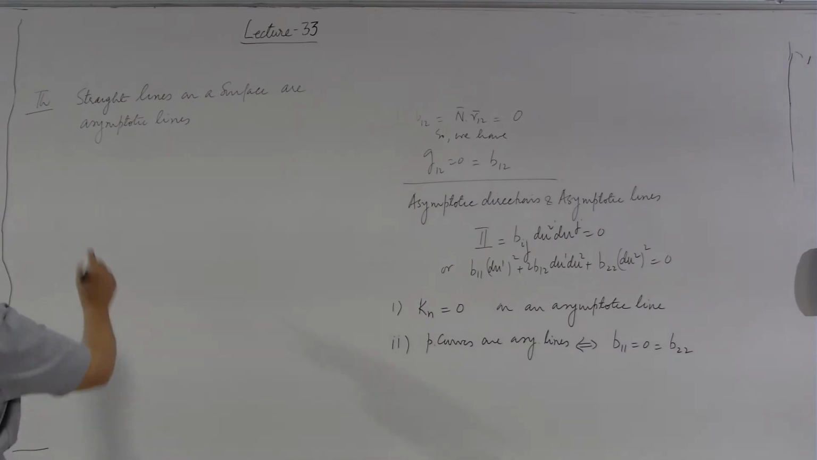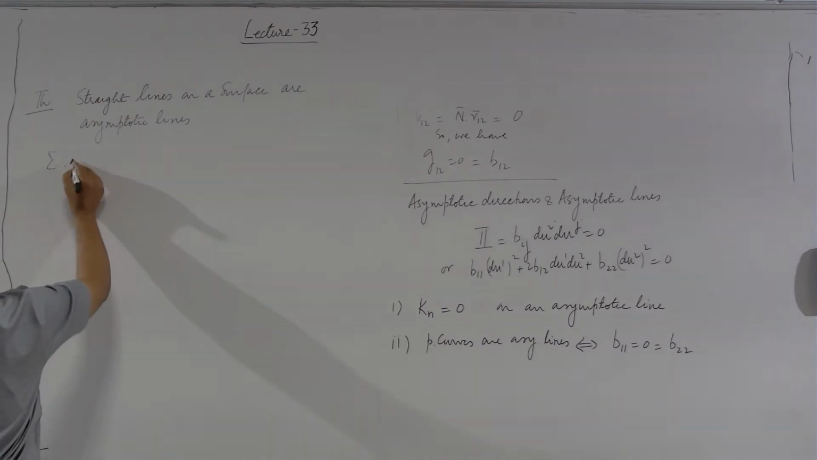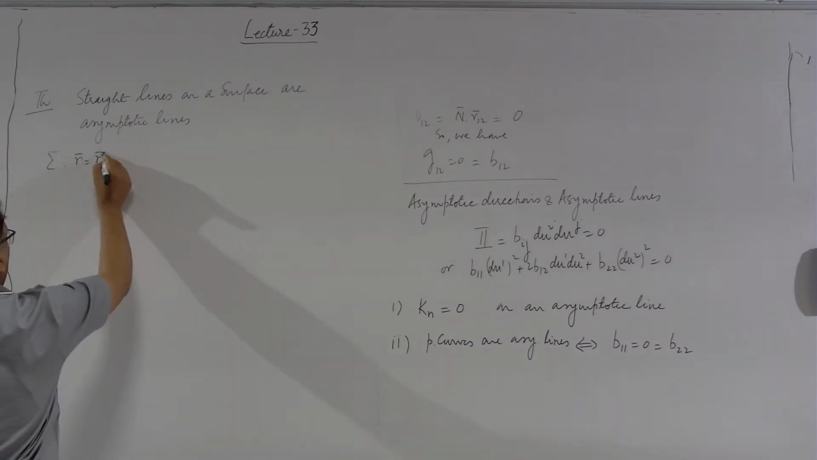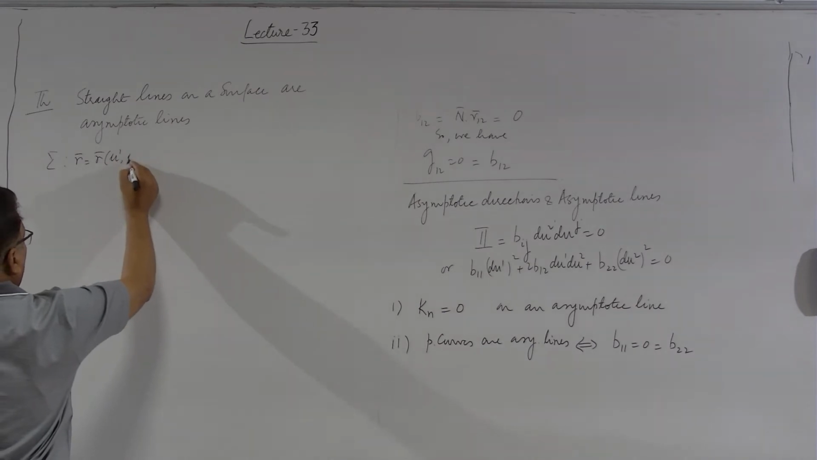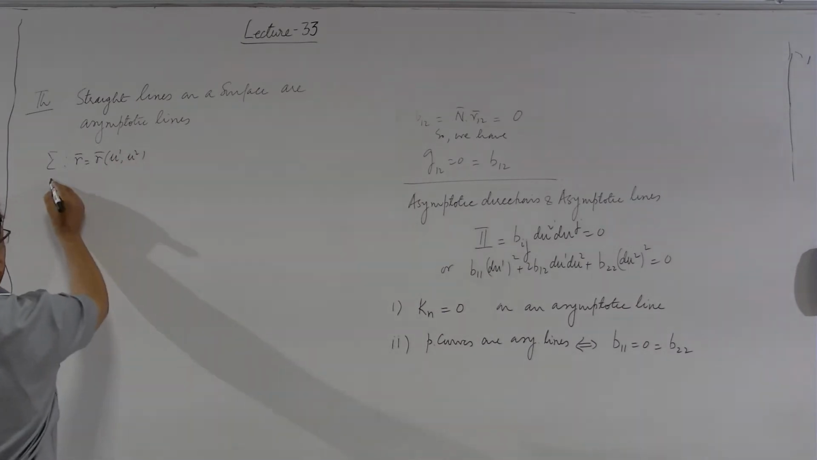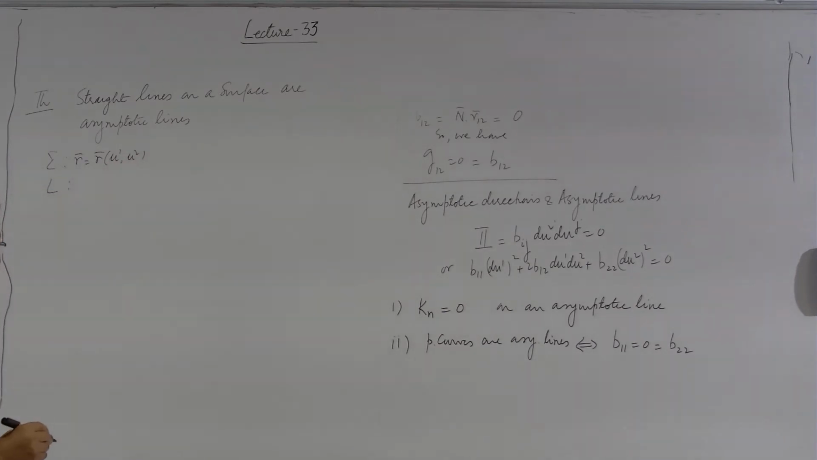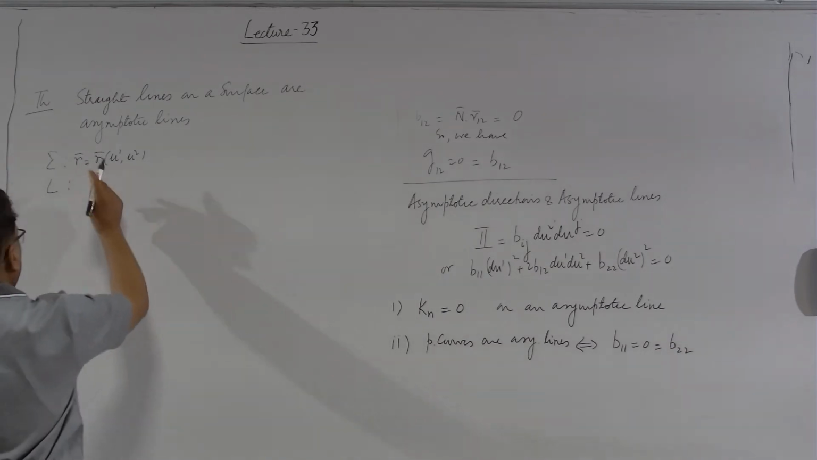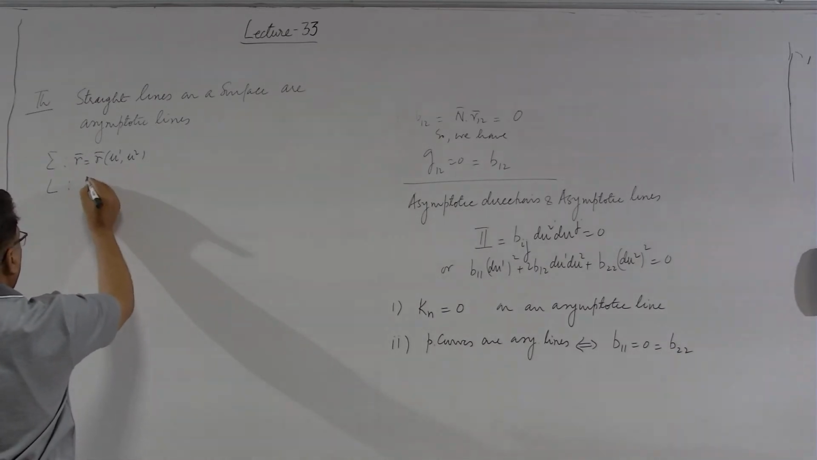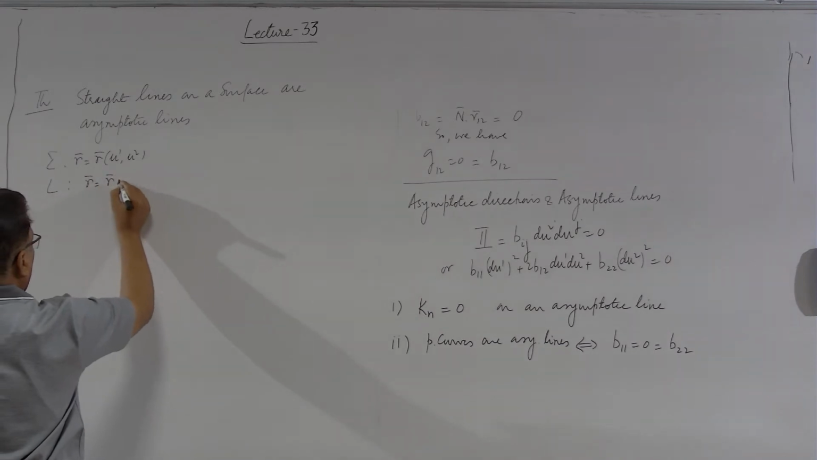So, suppose I have a surface sigma with this parametric equation, and suppose there is a line L which is drawn over this surface sigma, and its parametric equation is something like r equal to r of s.